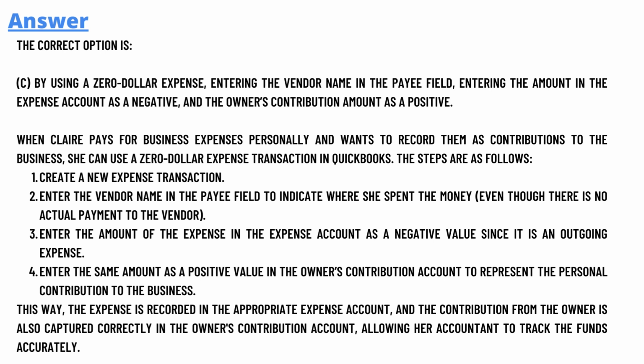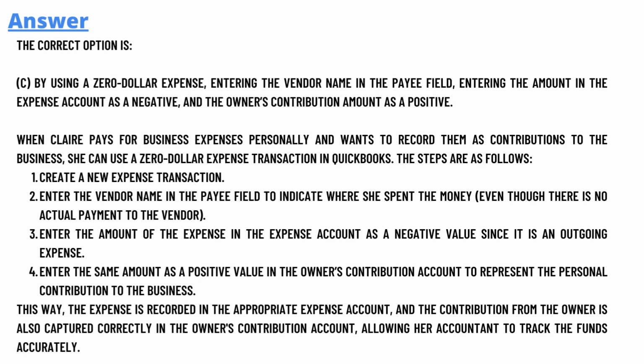So the correct option is by using a $0 expense, entering the vendor name in the payee field, entering the amount of expense as negative and owner contribution as a positive. When Clary pays for the business expense personally and wants to record it as a contribution to the business, she can use a $0 expense transaction in QuickBooks. The steps are as follows.